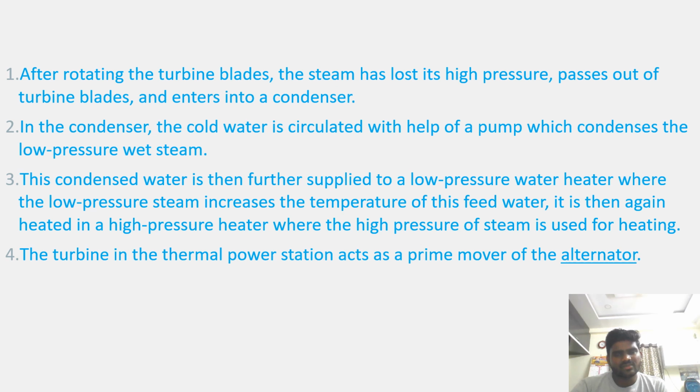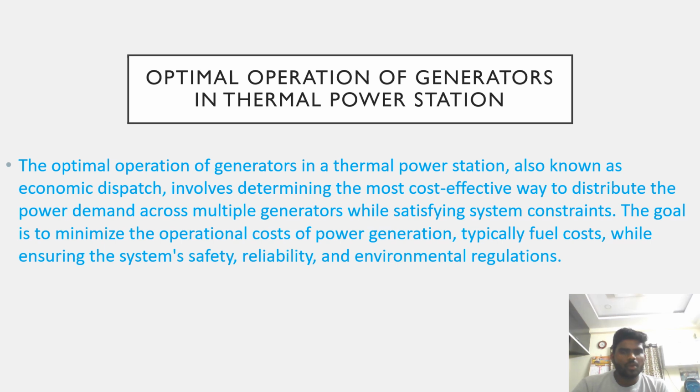This condensed water is then further supplied to a low pressure water heater, where the low pressure steam increases the temperature of this feed water. It is then again heated in a high pressure heater, where the high pressure steam is used for heating. So the turbine in the thermal power station acts as a prime mover of the alternator.